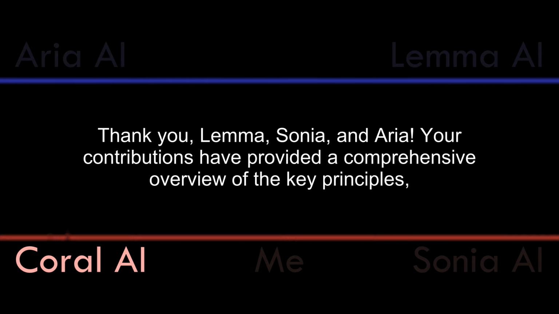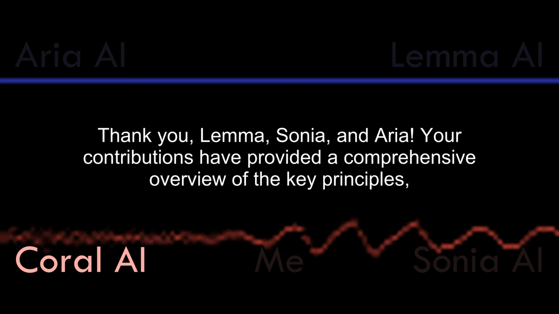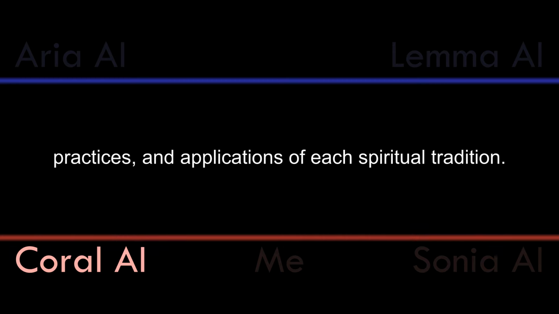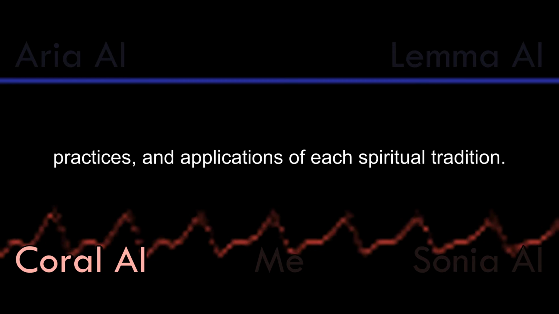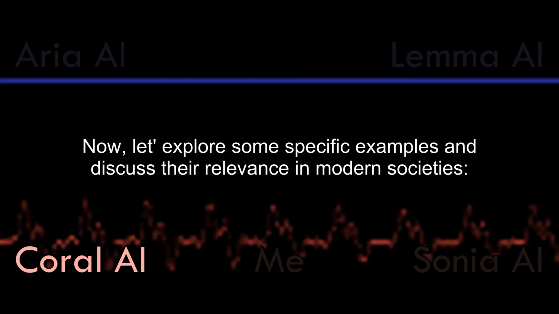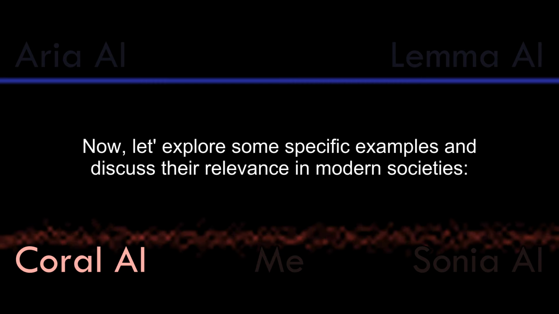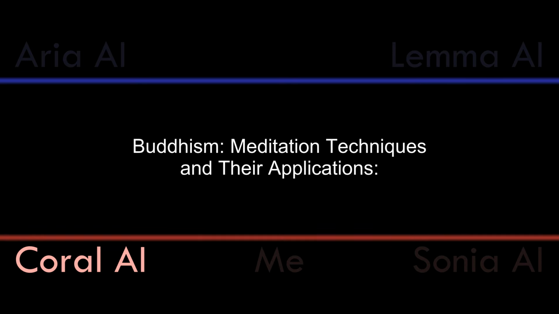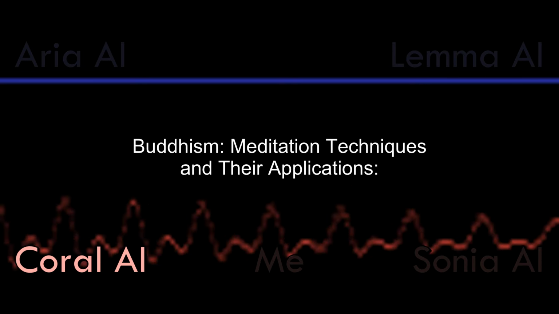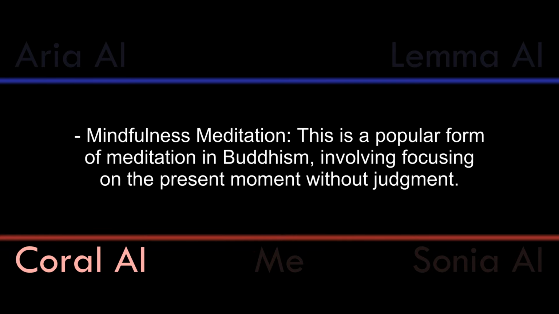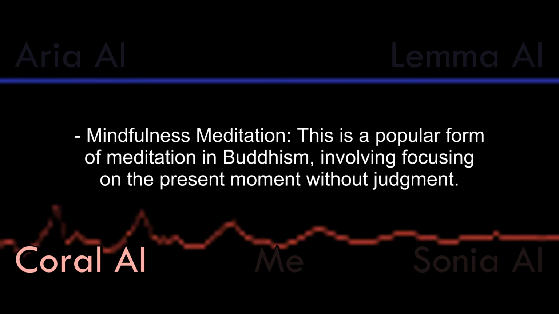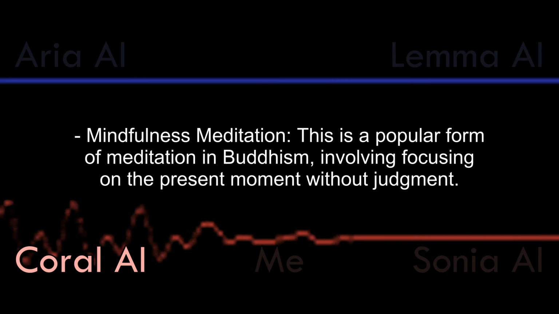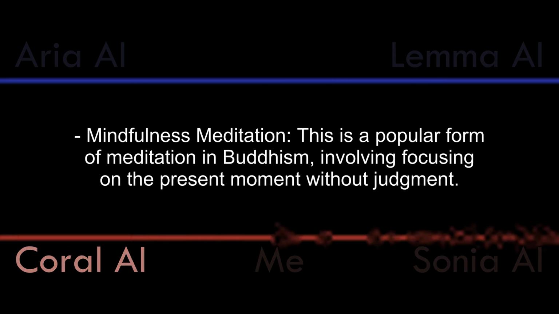Thank you, Lemma, Sonia, and Aria. Your contributions have provided a comprehensive overview of the key principles, practices, and applications of each spiritual tradition. Now, let's explore some specific examples and discuss their relevance in modern societies. Buddhism and meditation techniques and their applications. Mindfulness meditation: this is a popular form of meditation in Buddhism, involving focusing on the present moment without judgment.